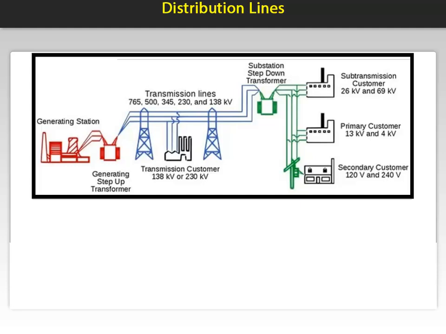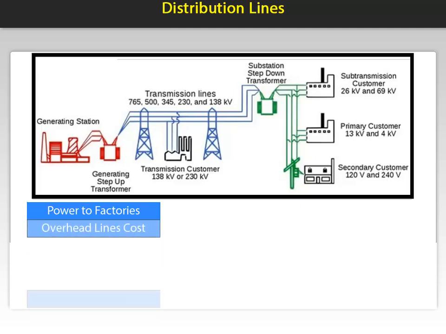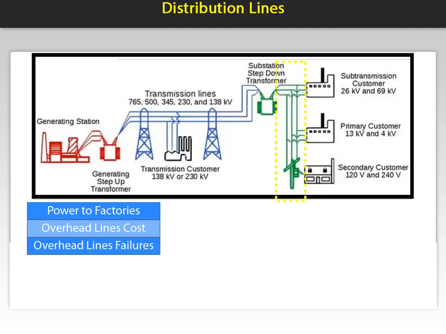The power then goes out through distribution lines. Distribution lines are used to carry electrical power from the substation to factories and businesses that need power. These can be overhead or underground. Overhead lines are less expensive but more susceptible to fault conditions from tree and animal contact, vehicle accidents, lightning, and wind. This is illustrated with the green lines of this image and highlighted here.